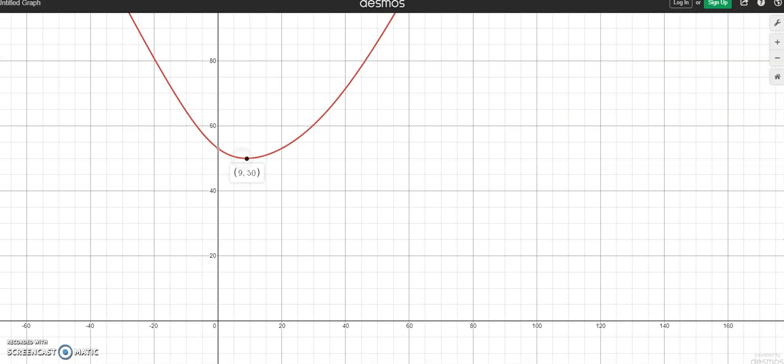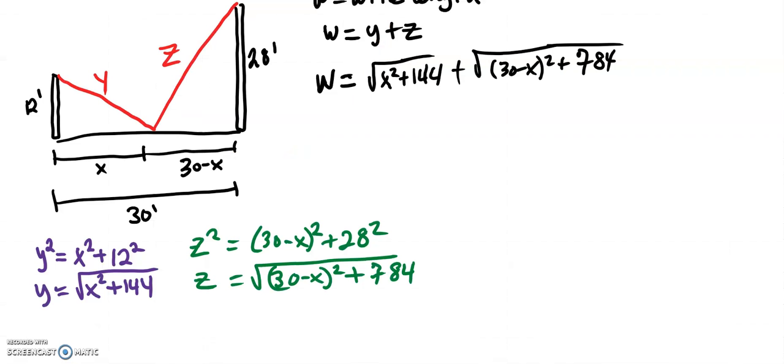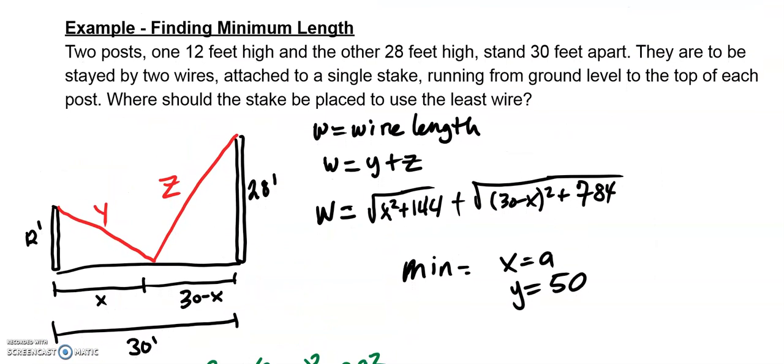And we're looking for the minimum, which is at x equals 9, y equals 50. So the minimum occurs at x equals 9, y equals 50. So what does that mean in the context of this problem? Well, what did they want to know? They wanted to know, right, where should the stake be placed to use the least wire?